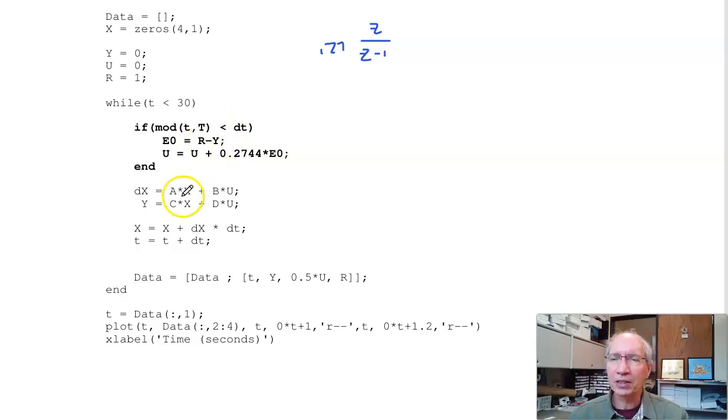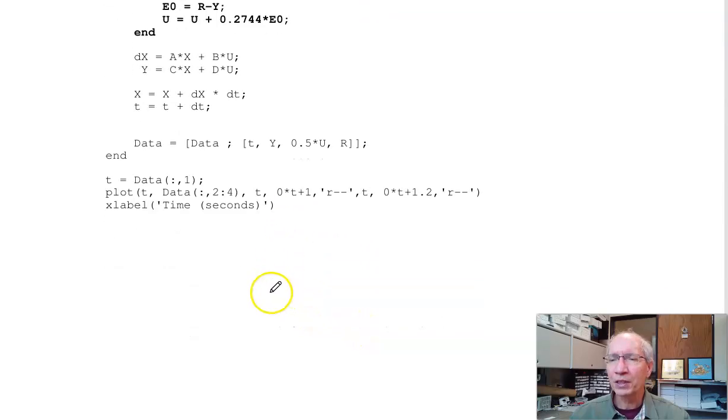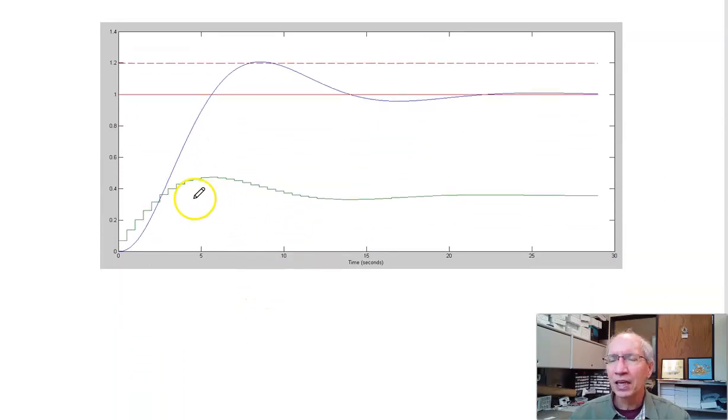But the plant is analog. Not the world's best form of integration. I'm using Euler integration. But keep dt small, it's not too bad. And save the results every 10 milliseconds. Now when I do that and plot it, here's what I get. I can see the input is changing every 0.5 seconds. There's my discrete time u.